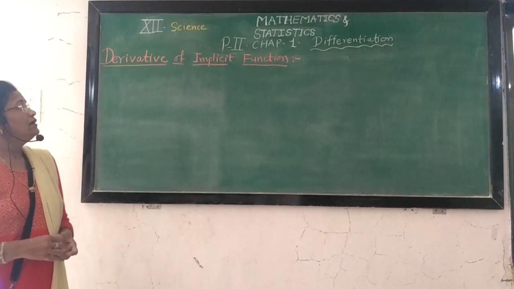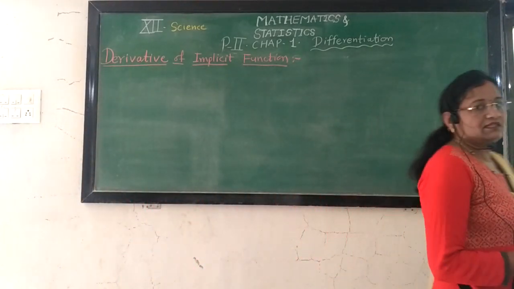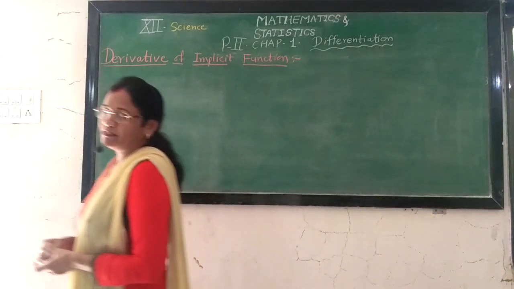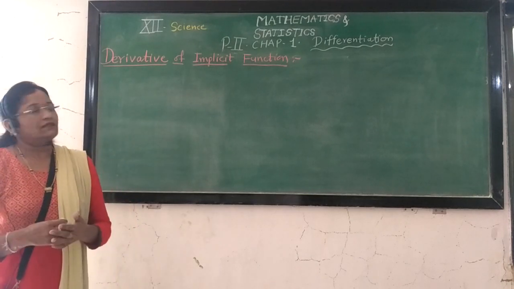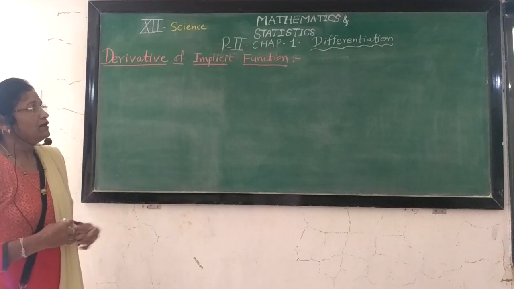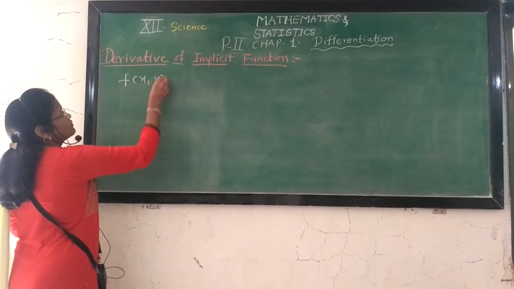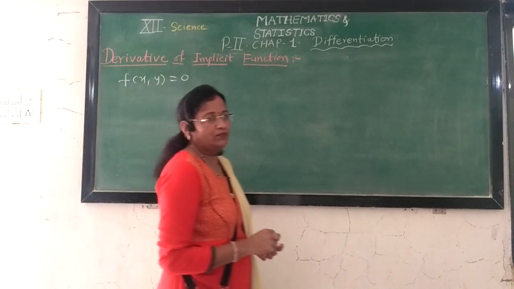Implicit function: here we take a function in which we have variables x and y. x is the independent variable, y is the dependent variable, and they can be expressed in combination, for which we take the function f of x, y equal to 0. This type of function is called an implicit function.